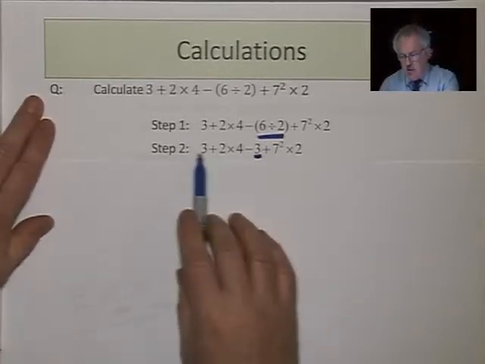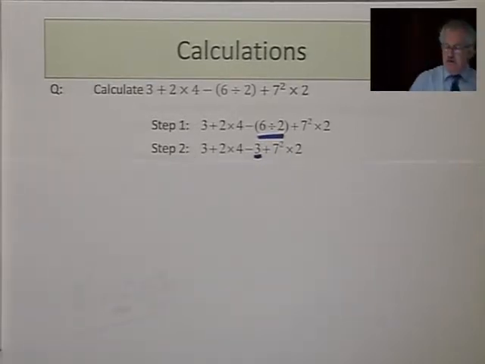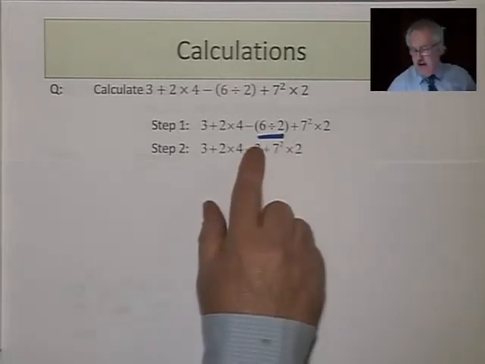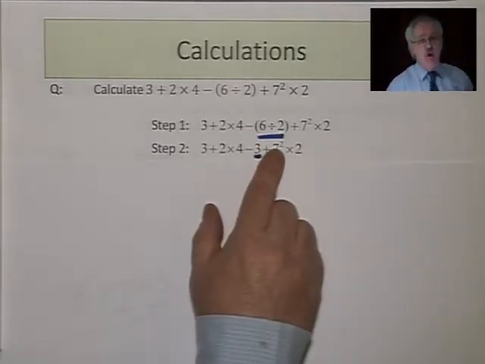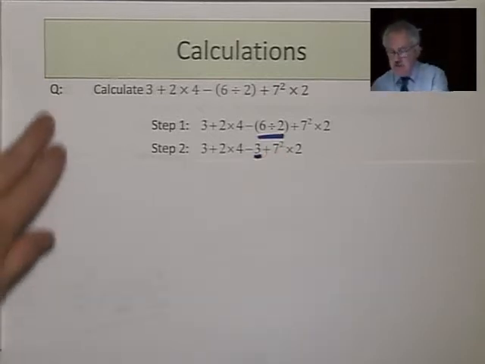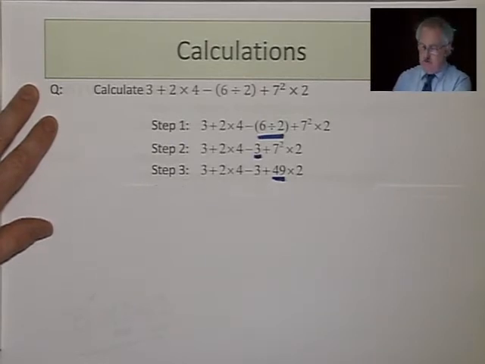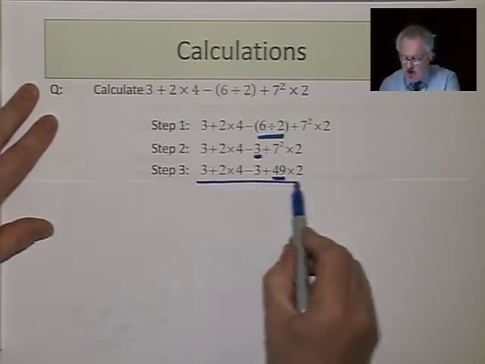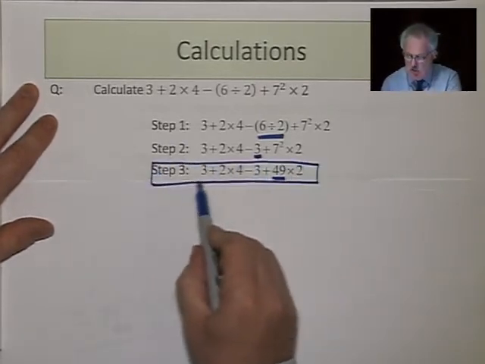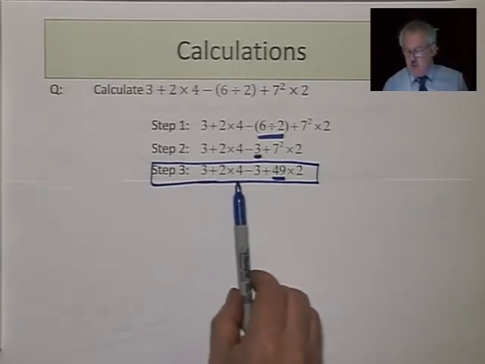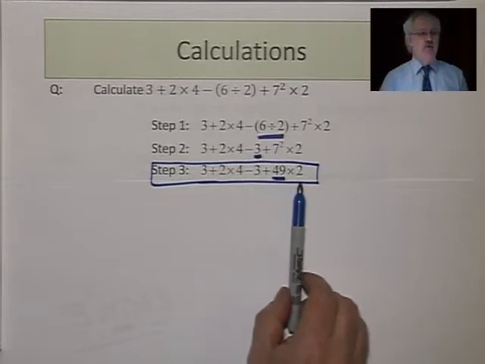Now after this, in step 2 there, you see that 7 squared? We've no more brackets now, but we have this power, this exponent, this indices. So we're going to go with that 7 squared and get rid of it to 49. The next step then is we've got all those right. And we really have quite a simple, straightforward 3 plus 2 times 4 minus 3 plus 49 times 2.